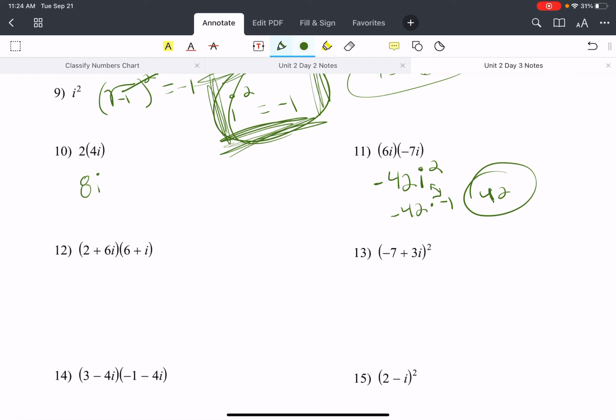If there's nothing in between the two parentheses, am I adding, subtracting, multiplying, or dividing them? Good. So we have 2 plus 6i and 6 plus i. We're going to FOIL just like we did in Unit 1. You can use arrows, but I like my organized box because it's a little more organized.